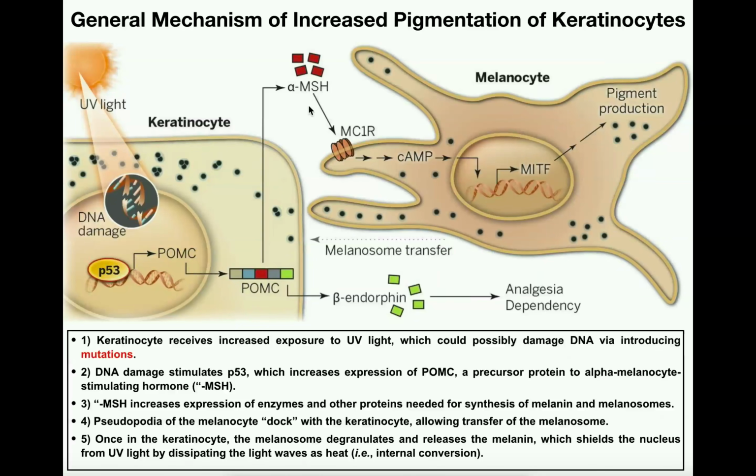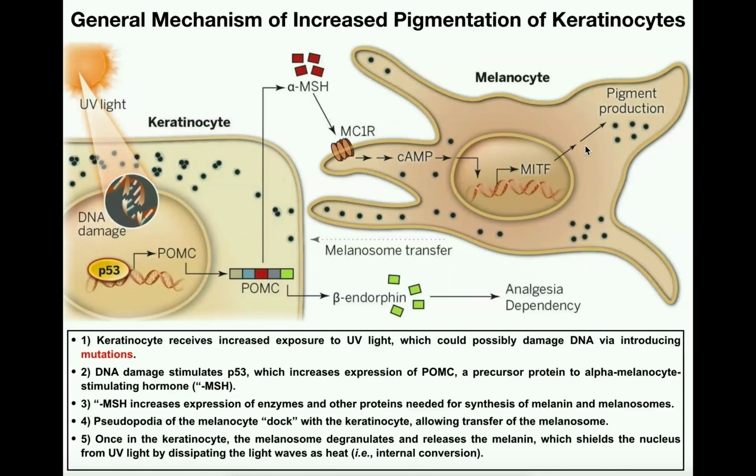So this alpha MSH that's released by the keratinocyte is going to bind to this receptor called MC1R. This is the receptor that binds alpha MSH. And when it binds to this receptor, it's going to trigger a series of intracellular events inside the melanocyte that ultimately cause changes in gene expression, and those changes in gene expression allow an increase in the proteins and enzymes necessary to make melanin.